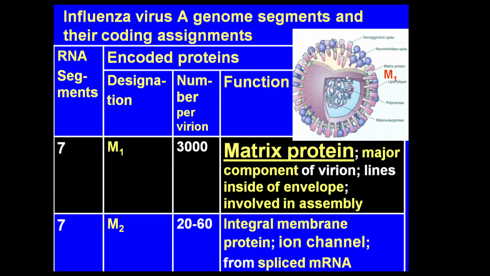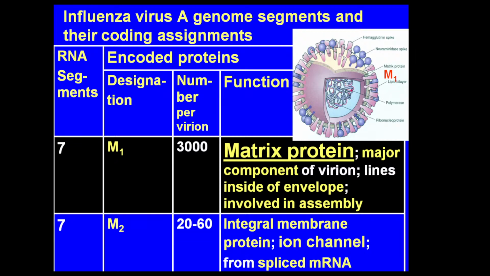Then segment 7 codes for 2 proteins, M1 and M2. M1 is the so-called matrix protein. That is the major component of the virion. And it lies inside, in between the envelope and the nucleocapsid, and it mediates the assembly of the virus. While M2 is a membrane protein. It is incorporated into the lipid bilayer. Oh, sorry, M2, right? And it is called an integral protein.